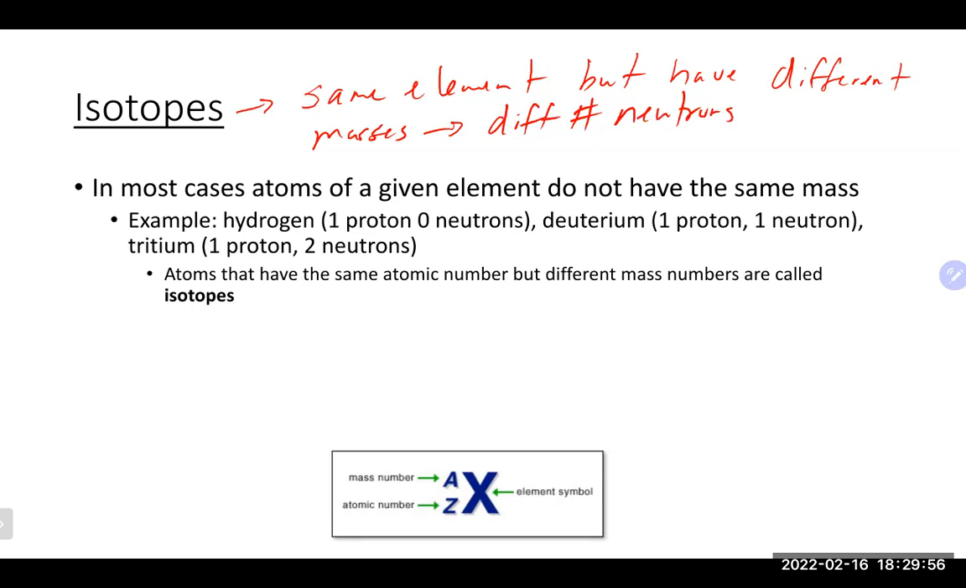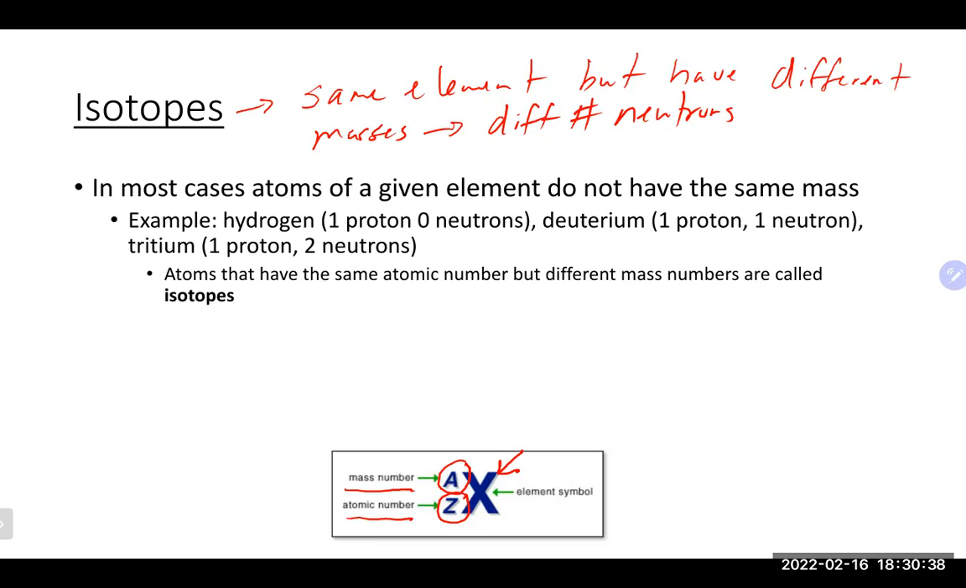So for example, hydrogen has one proton, no neutrons. Deuterium, which doesn't sound like hydrogen, but is actually sometimes referred to as heavy hydrogen, has one proton and one neutron. And tritium, which also doesn't sound like hydrogen, is the radioactive version of hydrogen, and that has one proton and two neutrons. A very common way that we write the symbols for isotopes is what we see down here. We use the element symbol, and on the top left goes the mass number. On the bottom left goes the atomic number. So that's a very common way that we do it.